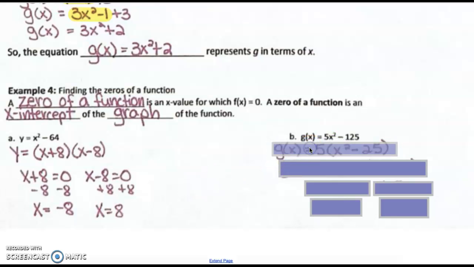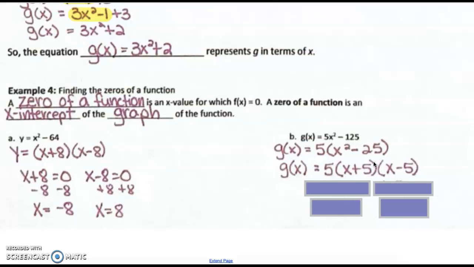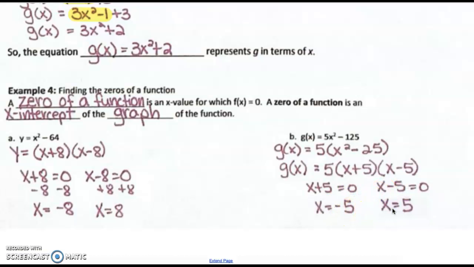Okay, so same thing over here. We factor out our GCF first, leaving us with difference of two squares. You can take the square root of both of those things. So that would become 5 times x plus 5, x minus 5. If you were to set everything equal to 0, 5 equals 0 does not even make sense. So it just goes away, and we set what's in the parentheses equal to 0. Okay, so that's what we do here. And then solving for x, we get x equals negative 5 and x equals 5.